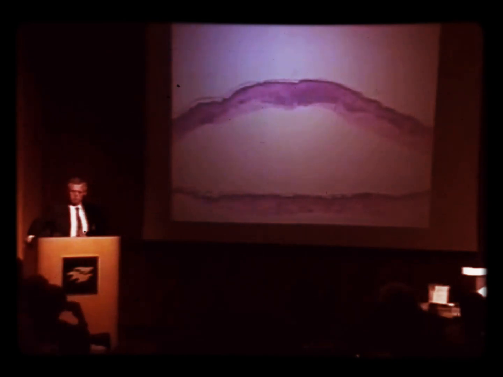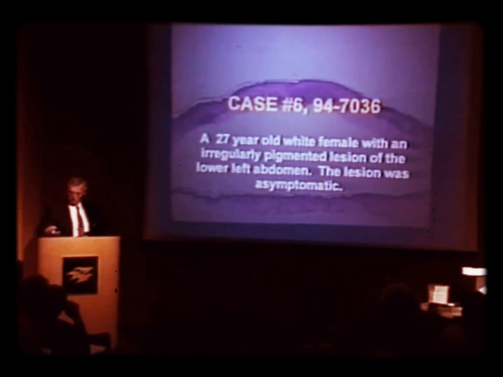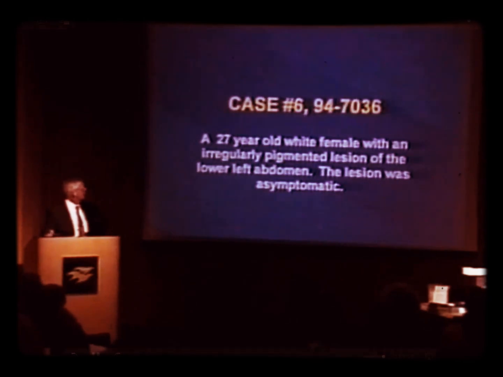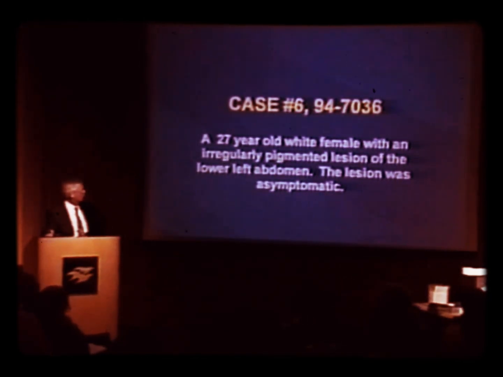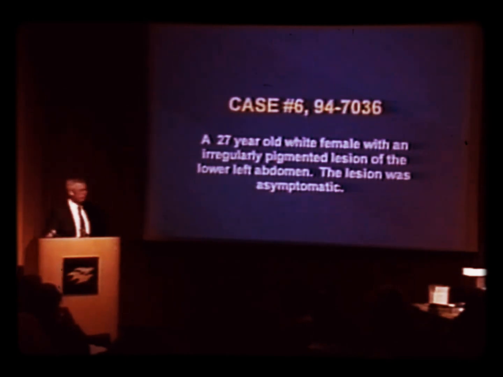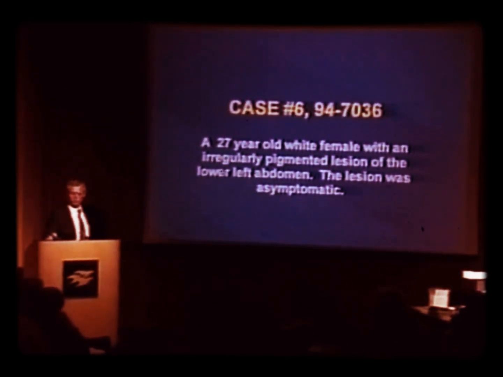We have the carousel, please. The patient is a 27-year-old white female with a pigmented lesion in the lower left abdomen. The lesion had been asymptomatic. The follow-up was that the lesion was felt to be a malignant melanoma, as we said, re-excised, and there was no residual neoplasm.